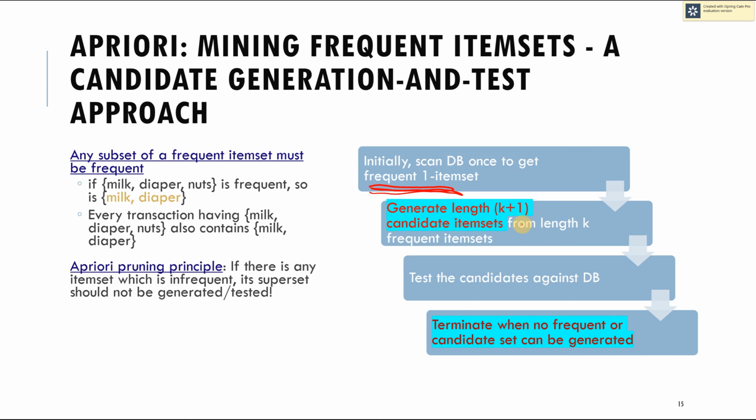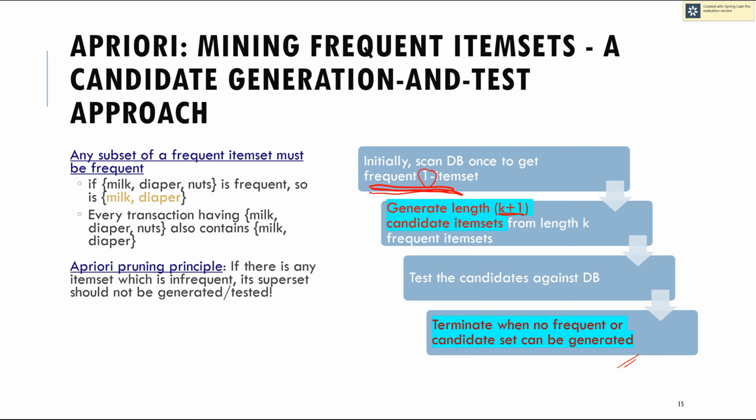And then we are going to generate length K plus 1 candidates. So for example, before this, we have generated one itemsets. So we are going to generate two candidate itemsets from length K frequent itemsets. And then we will test the candidates against the database. And we will terminate when no frequent set or candidate set can be generated.